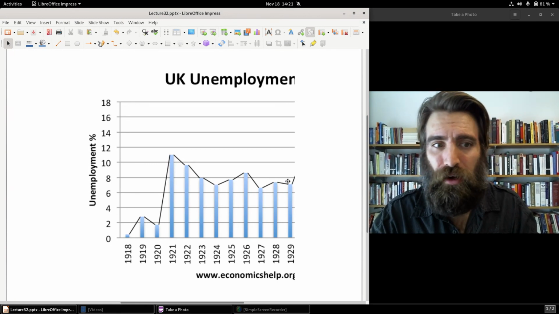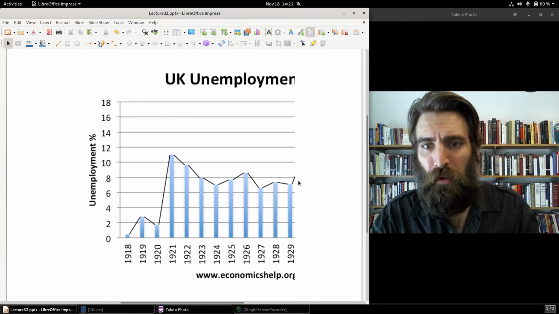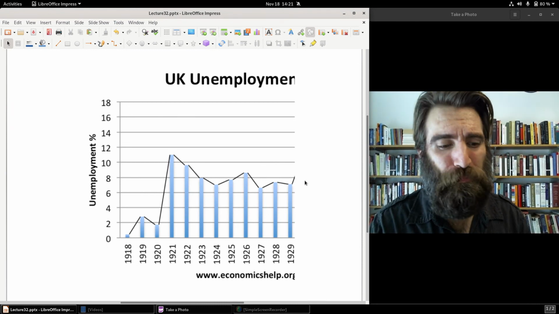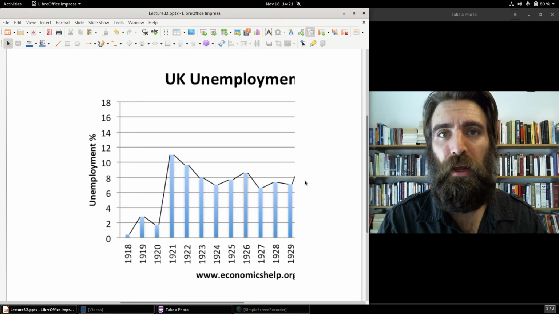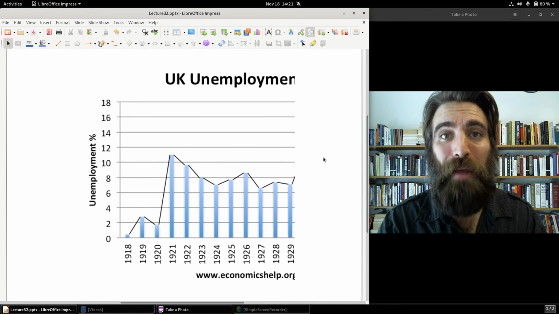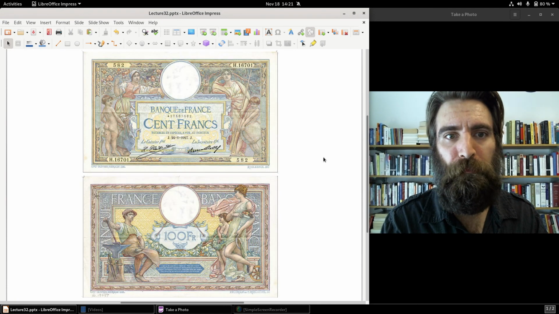In Britain, it's hovering around 8%. Sometimes more, sometimes a little less. But major strikes, the export industry just did quite poorly in the 1920s. And a big reason for that was this foolish monetary policy that was pursued by the British government.